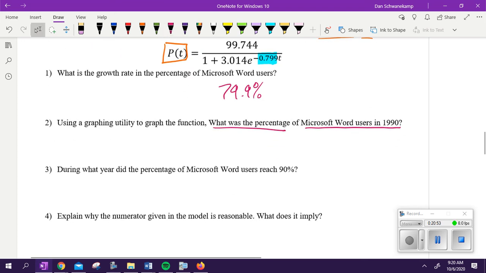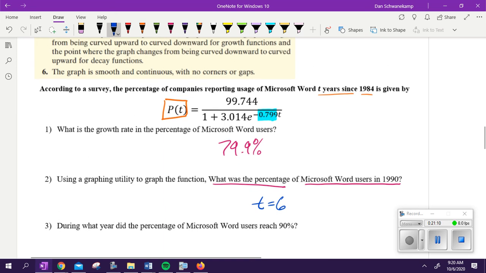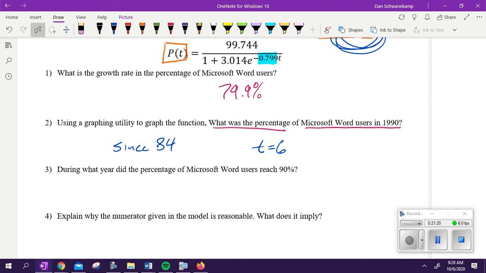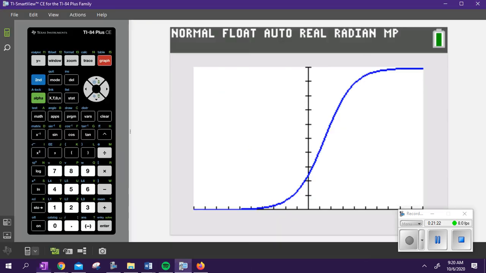What am I going to do to figure out the percentage of users in 1990? Make my X, make my T equal to what? I wouldn't want to plug in 90. Why do I want it to be 6 here? It's since 1984. So since 84, 84 was year 0. So 90 would be year 6. So all I want to do is plug in 6.